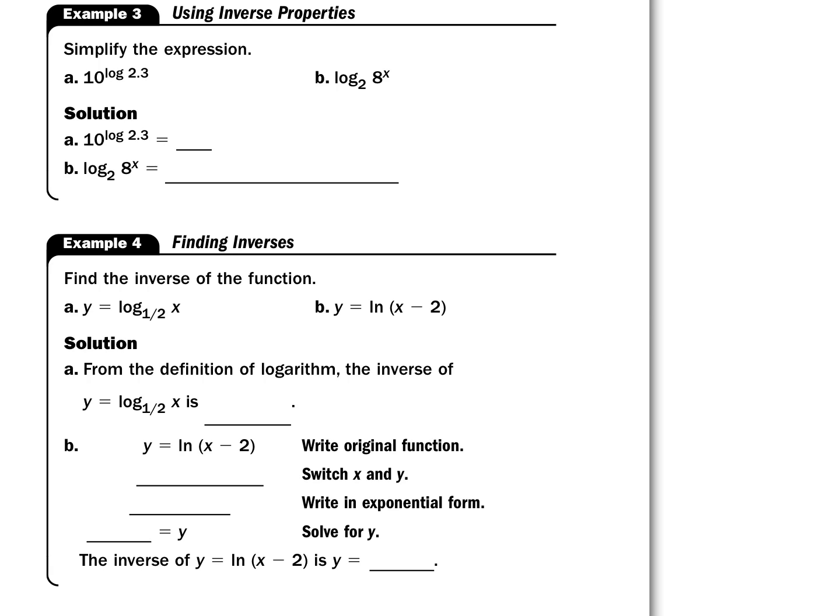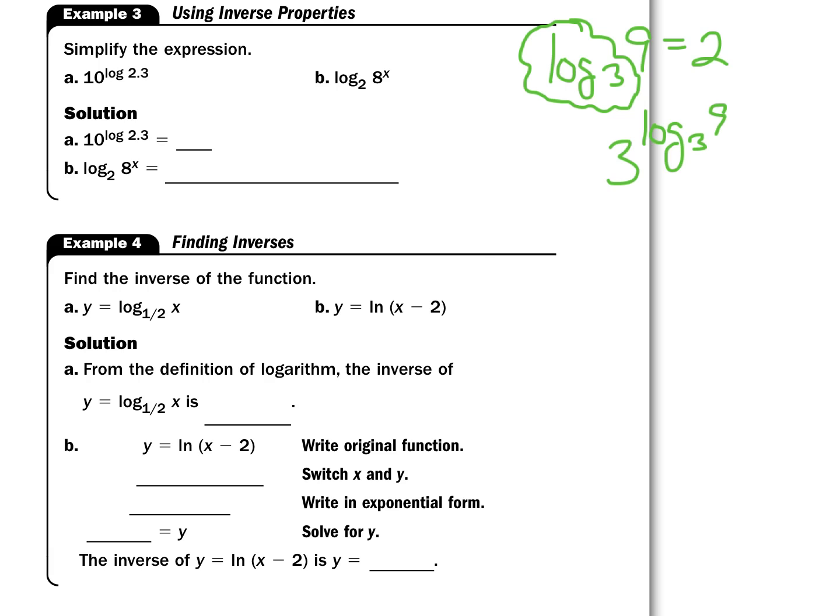So for instance, if I have, let's say, log base 3 of 9, we know that that's equal to 2 because that's the exponent that it gets raised to. Now, if I just wanted to cancel out the whole log base 3, I would take 3 raised to the log base 3 of 9, and that would give me 9, because the 3 raised to the log base 3 would cancel out.